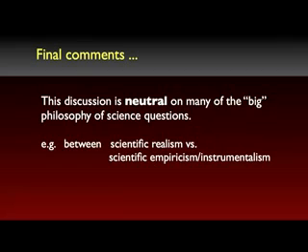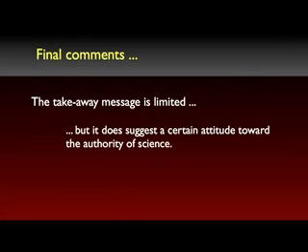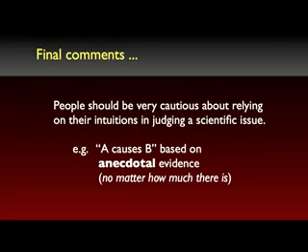So the takeaway message of this episode is really fairly limited. It doesn't imply much for the big philosophical questions about the nature of science. But it does suggest a certain kind of attitude towards science and the authority of science. It suggests, first of all, that people should be very cautious about relying on their intuitions in judging a scientific issue. Our intuitions are just not reliable. One kid developing autism after a vaccination does not imply that the vaccine was the cause of the autism. But we all know that. The sample size is just too small.